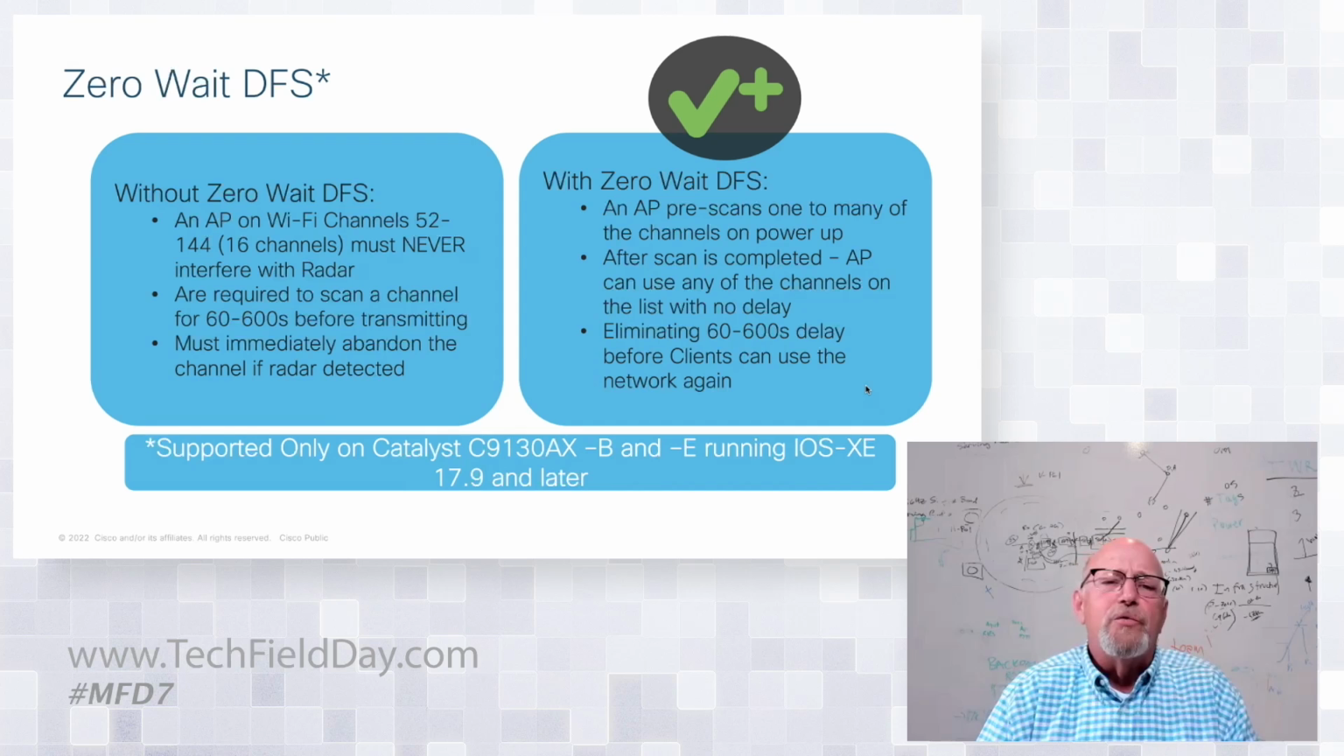Under DFS rules, we have to scan a channel in that range of 52 to 144 for 60 seconds. It could be as much as 600 seconds in some regulatories. And we need to do that before we can use it. Well, that sets up a problem. If I detect radar, I've got to leave that channel. And if the only channel I can go to, or the one I want to go to, is a DFS channel, then I've got to scan and wait 60 seconds to as much as 600 before I can send a beacon to the clients that I just told that I was going here.